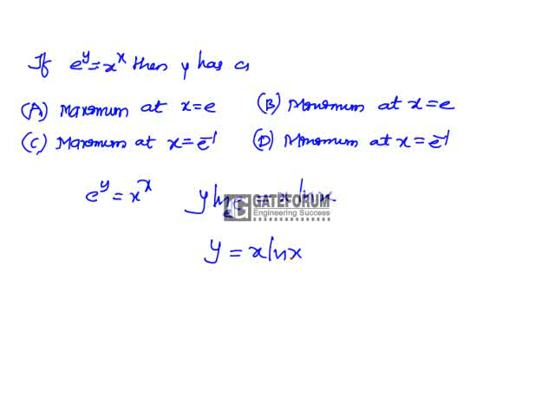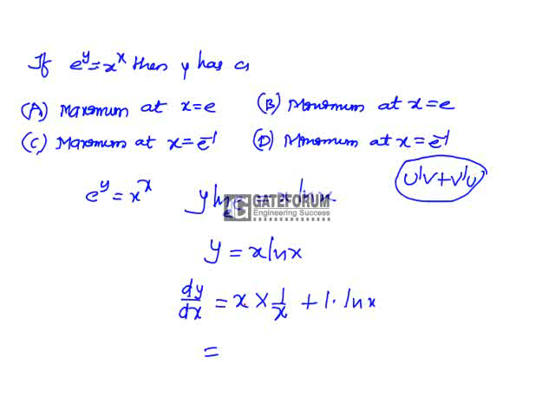Now apply derivative on both sides. dy by dx is equal to, what is the derivative with respect to x here? This is x into ln x plus 1 into ln x. What is the UV rule formula? UV rule is u dash v plus v dash u. This is what I have applied here. x into ln x derivative: ln x derivative is 1 by x. So this is equal to 1 plus ln x.